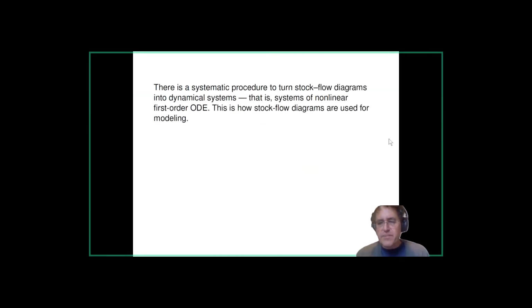So as I'll describe in more detail, there's a systematic procedure to turn these stock-flow diagrams, which need to be annotated with some names of actual functions, describing the functional dependence of some things on other things. I'll just say how this goes in a minute, but there's a procedure to turn stock-flow diagrams into dynamical systems, which is maybe a fancy name for systems of first-order ordinary differential equations. And that's how you use these stock-flow diagrams. You convert these diagrams with the labels by functions into systems of ODEs, and then you simulate the ODEs.